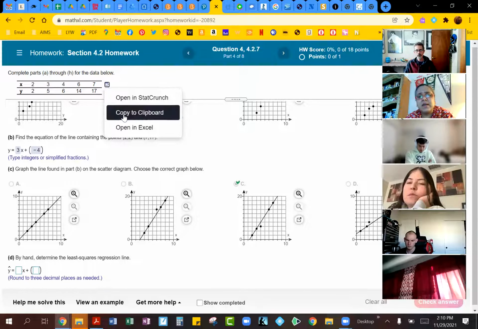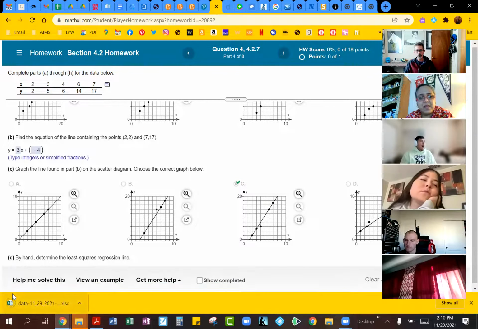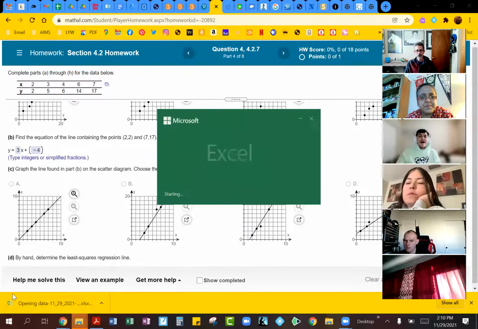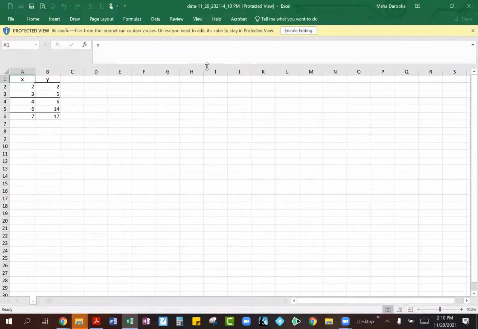So just click here. If you're doing Google Sheets, you will need to do copy to clipboard. But if you're going with Excel, then, of course, just say open in Excel and it downloads a file. So just click on that. You will have to give it permission to edit because they always open up as just viewing or read only files. So just go to the top here and say enable editing if you're using Excel.